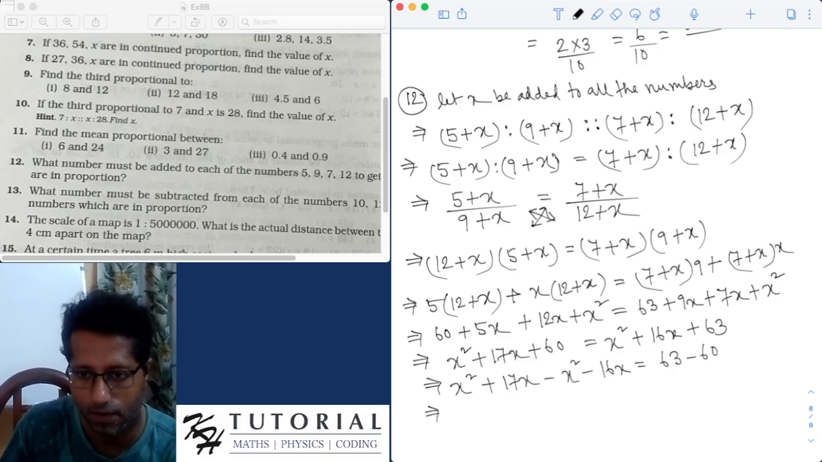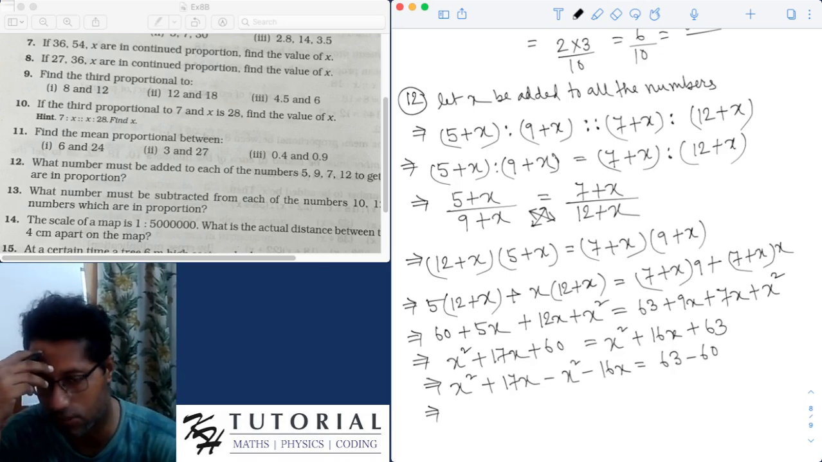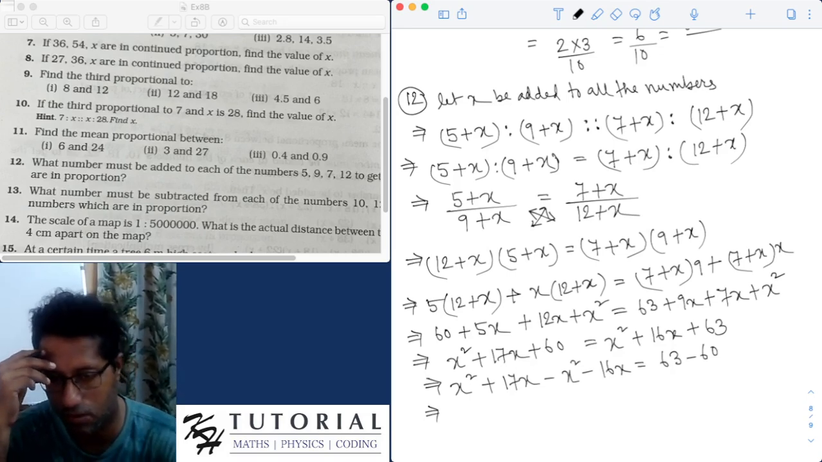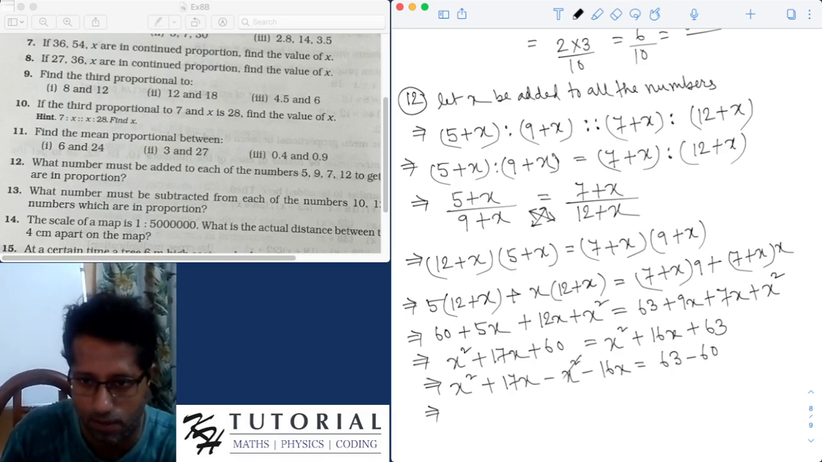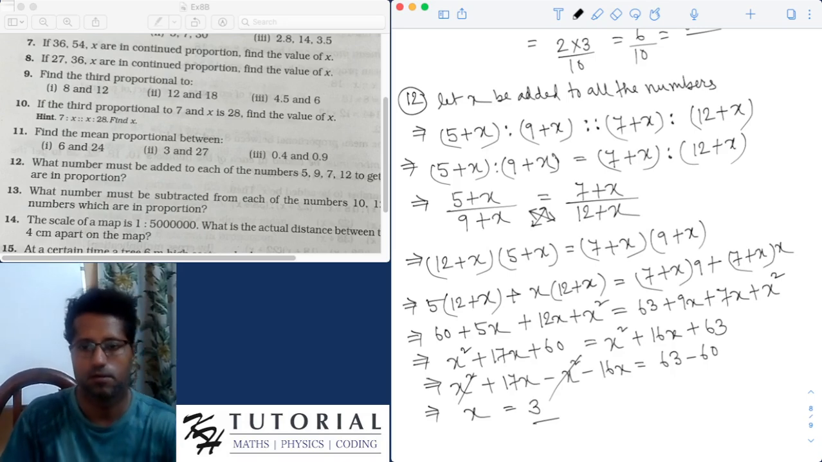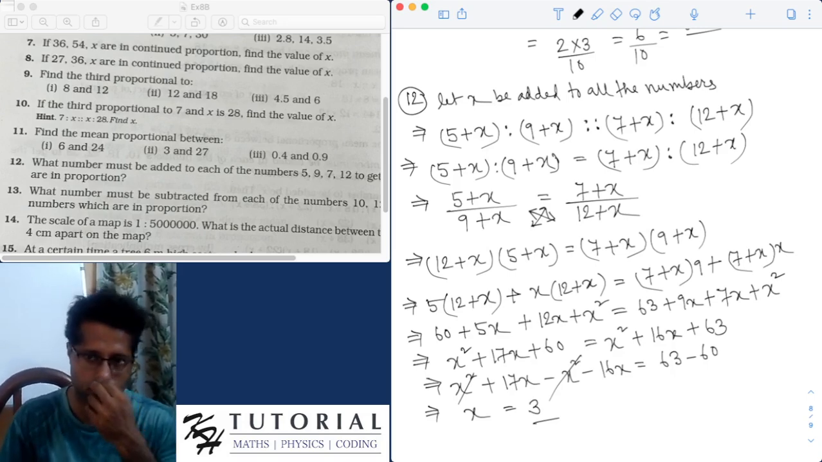Now if I simplify the algebraic expression on the left hand side by adding all the like terms, I can see that minus x square cancels with x square, and 17x minus 16x is x, and the right hand side is 63 minus 60, which is 3. So x is 3.